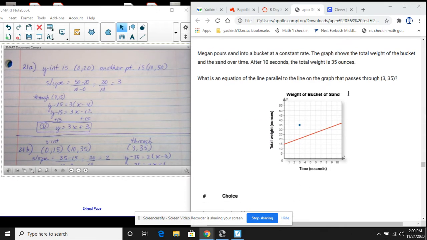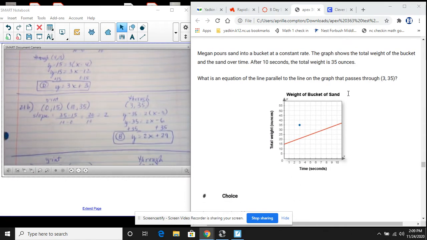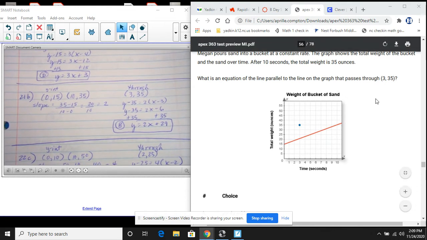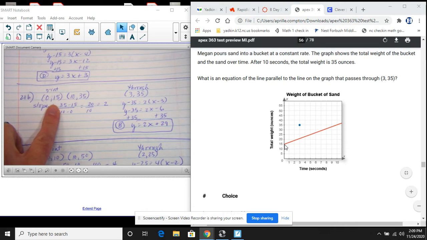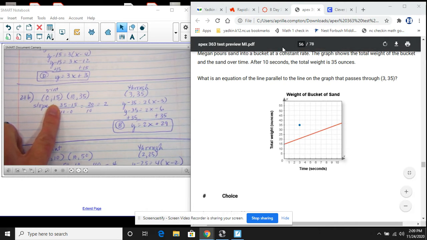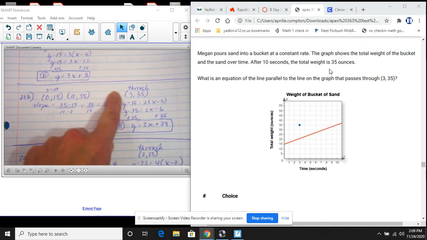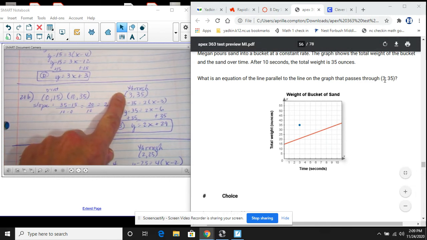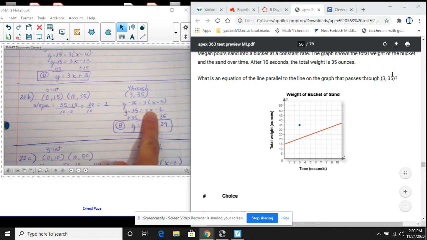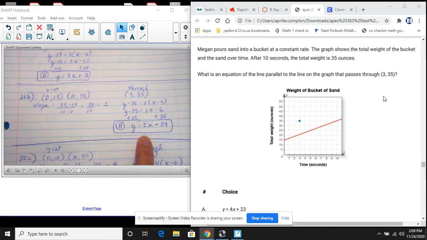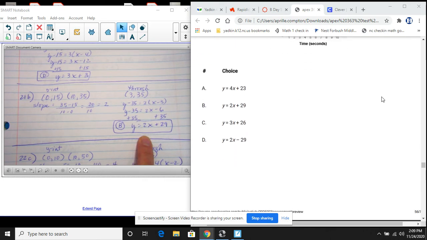Number 21B, again, find 2 points because it says they're parallel, so we need to know what the slope is. 1 point is the y-intercept, which is (0, 15). Another point we get out of the words here is (10, 35). You find your slope. The slope is 2. It needs to go through this point, (3, 35). That's right here. So we put it in point-slope form, transform it to slope-intercept form, and that answer is B.